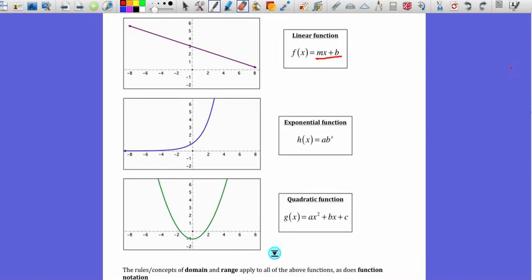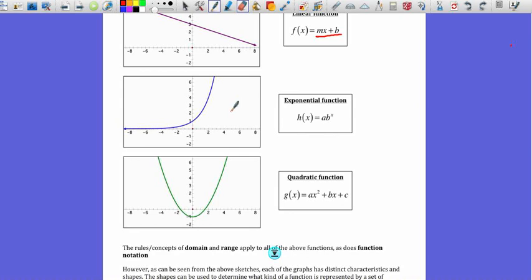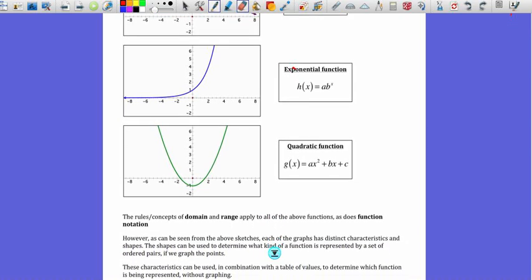Then we go to the exponential function. The exponential function y equals a times b to the power of x, or in this case I've used function notation because they're all functions, and so h of x, because x is the independent variable, is equal to a times b to the power of x. So you may recall b is the base and a is simply the coefficient, the number that scales the number it's being multiplied by.